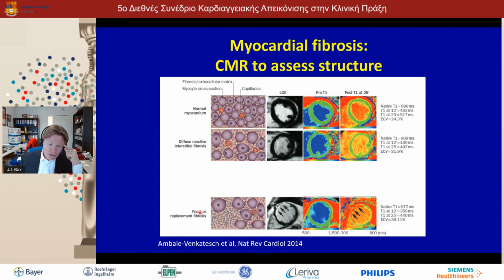If it gets worse, then you lose more and more of your cells, your myocytes, and we get big islands of scar. Now we don't call it fibrosis anymore. We call it scar. And then we see it on the delayed enhancement as this white area here. And my extracellular volume goes up further, which is now 36%. And the more scar I get, the higher this is going to be.